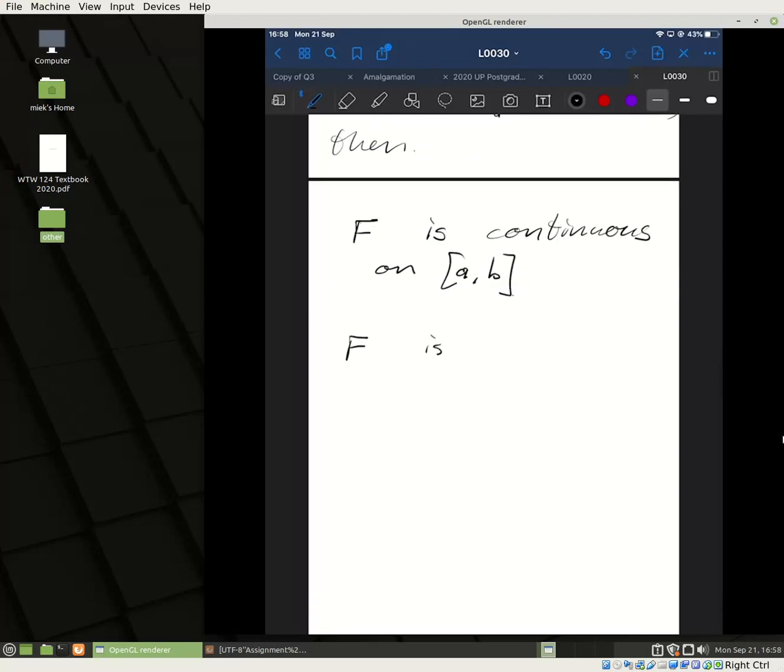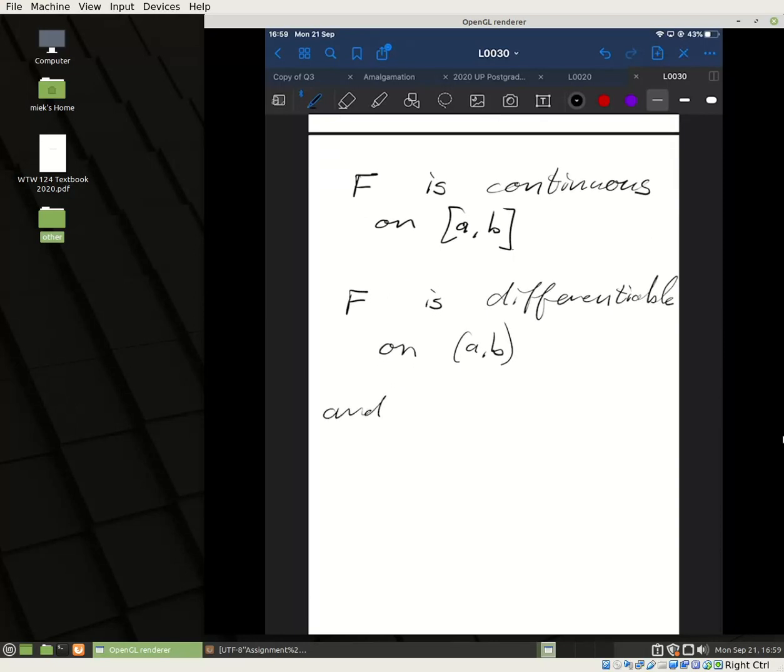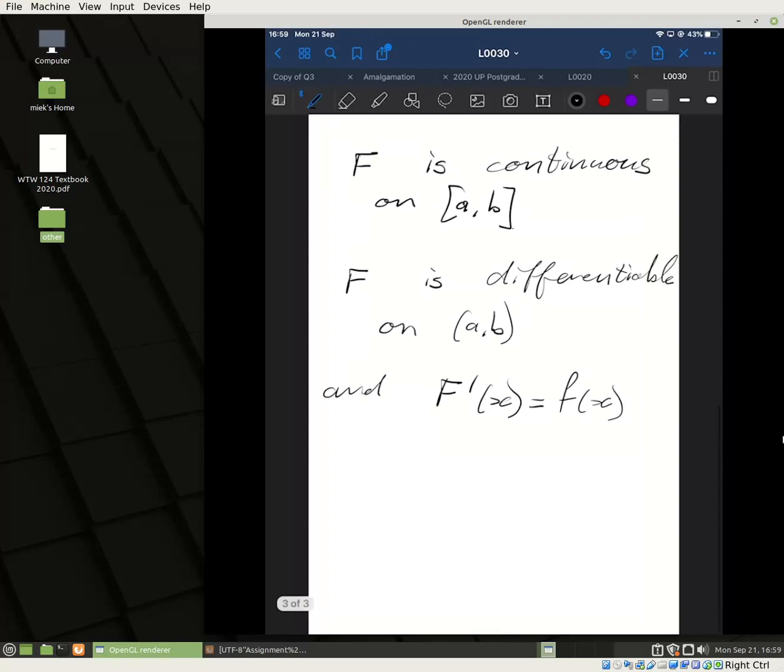F is differentiable on the open interval a b. And what is the derivative of F? The derivative of F at any point x is equal to little f of x for any x in the open interval a b.